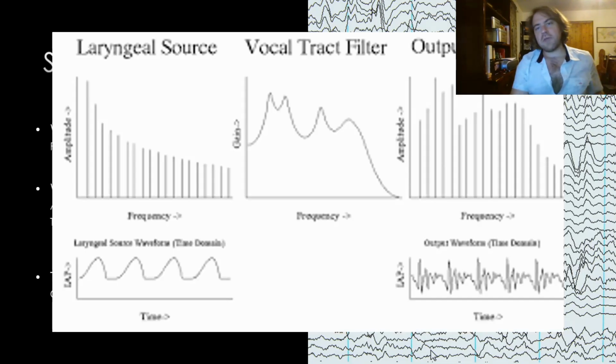This is a picture of that. Here are our harmonics that are coming out of the actual vocal folds, not once they've gone through the tube. So this is what's coming out of the vocal folds. Here's the filter that's set up by the vocal tract, and what comes out are harmonics shaped in this way.